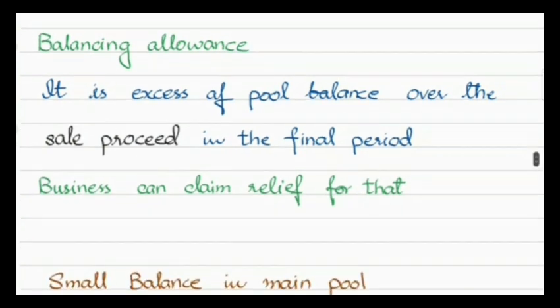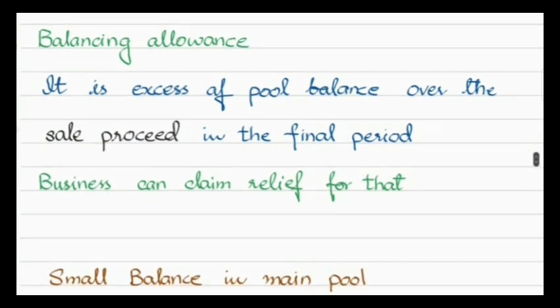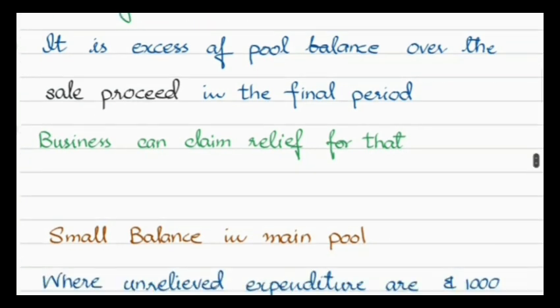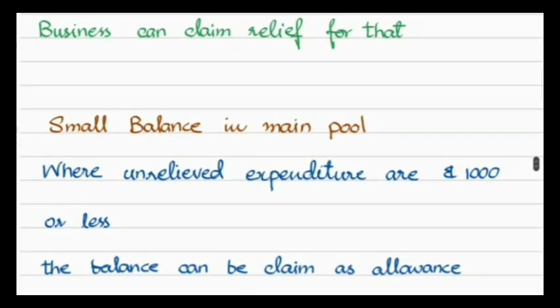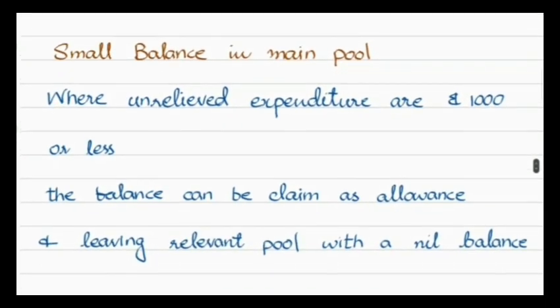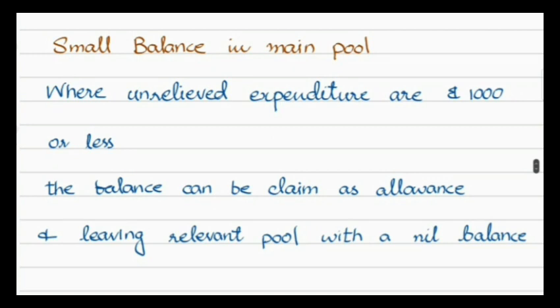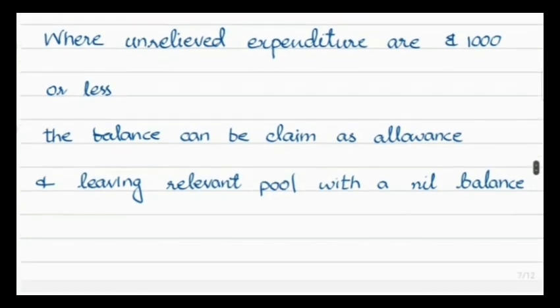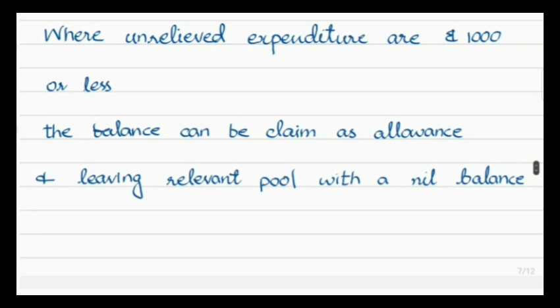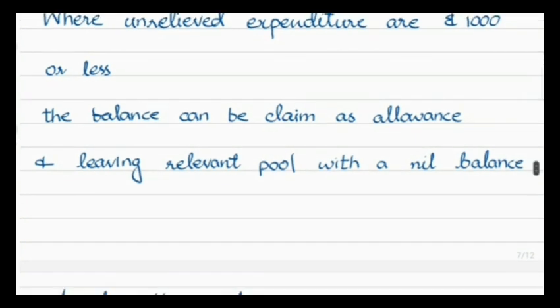Balancing allowance: it is said to be excess of pool balance over the sale proceed in the final period. Business can claim relief for that. Small balance in main pool: where unrelieved expenditure is 1000 or less, the balance can be claimed as allowance, leaving relevant pool with a nil balance.